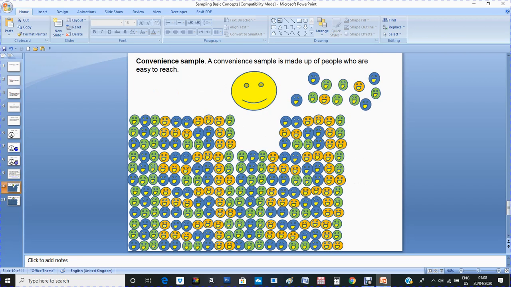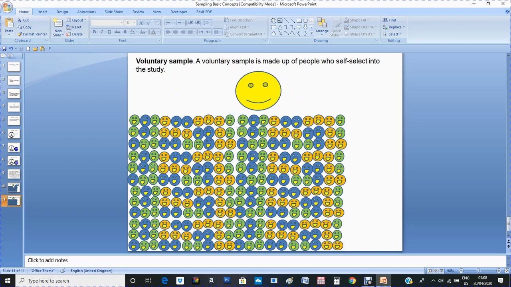Well, let's go to number two, also a non-probability sample. It is called a voluntary sample. A voluntary sample is made up of people who self-select into the study or the survey, or those people who want to participate in your study. They are interested in your study.